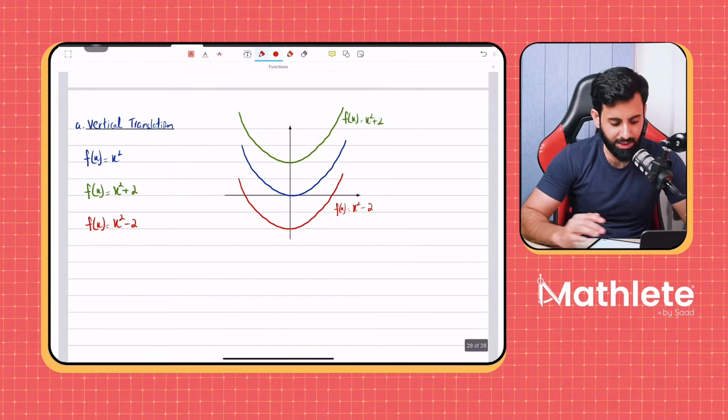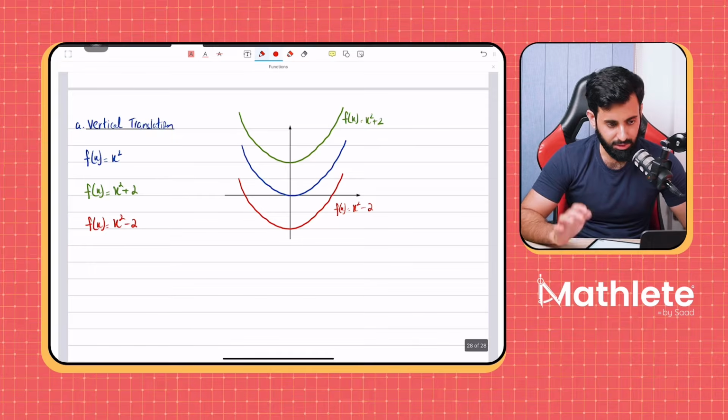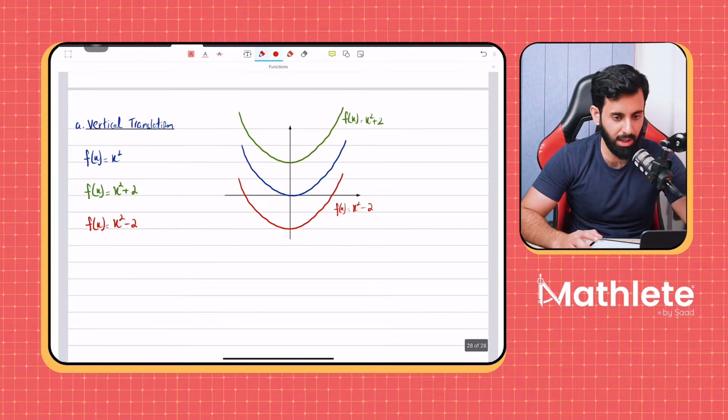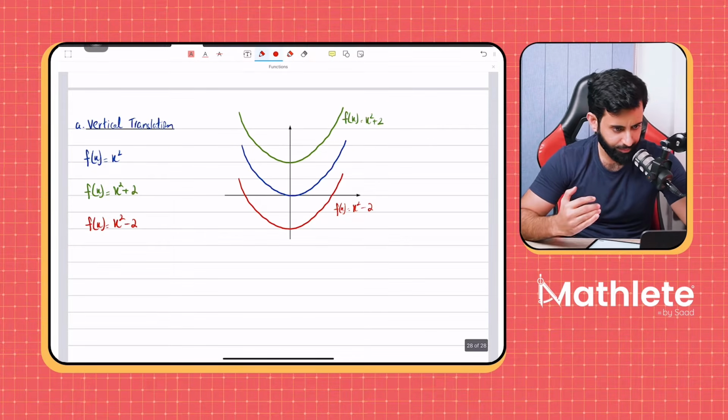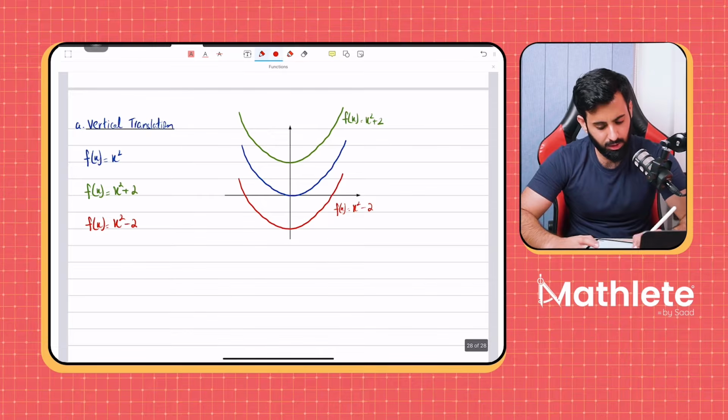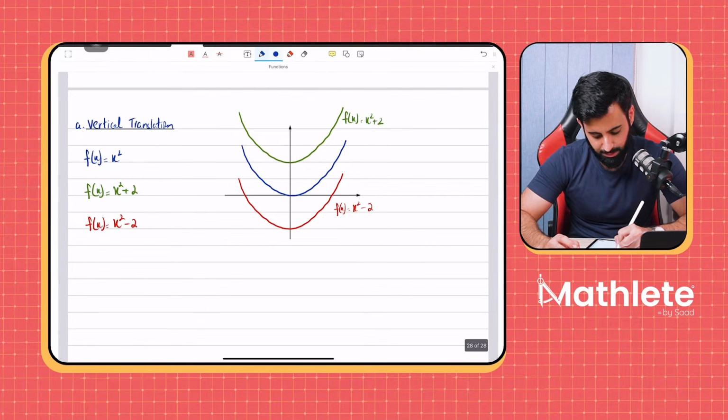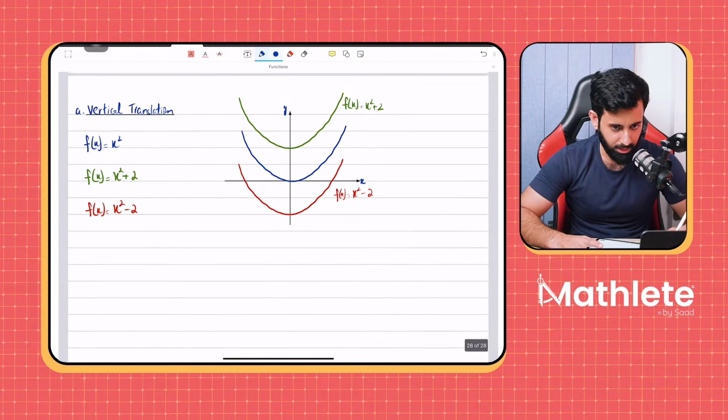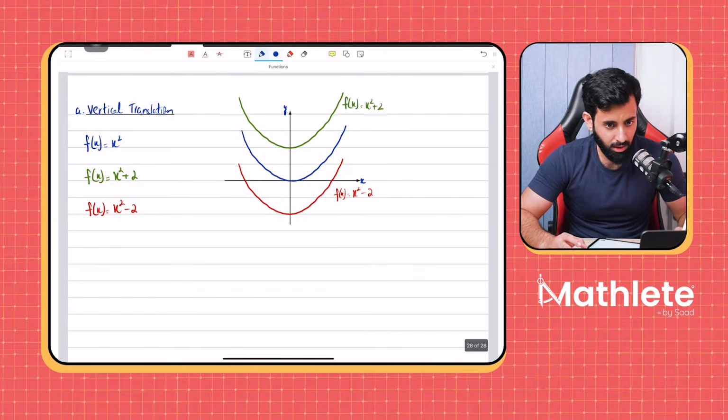Now let's generalize things, because it's very important for us to generalize and see what will happen if we add or subtract something in the equation. So the general way to explain this is this. I want you guys to pay close attention.